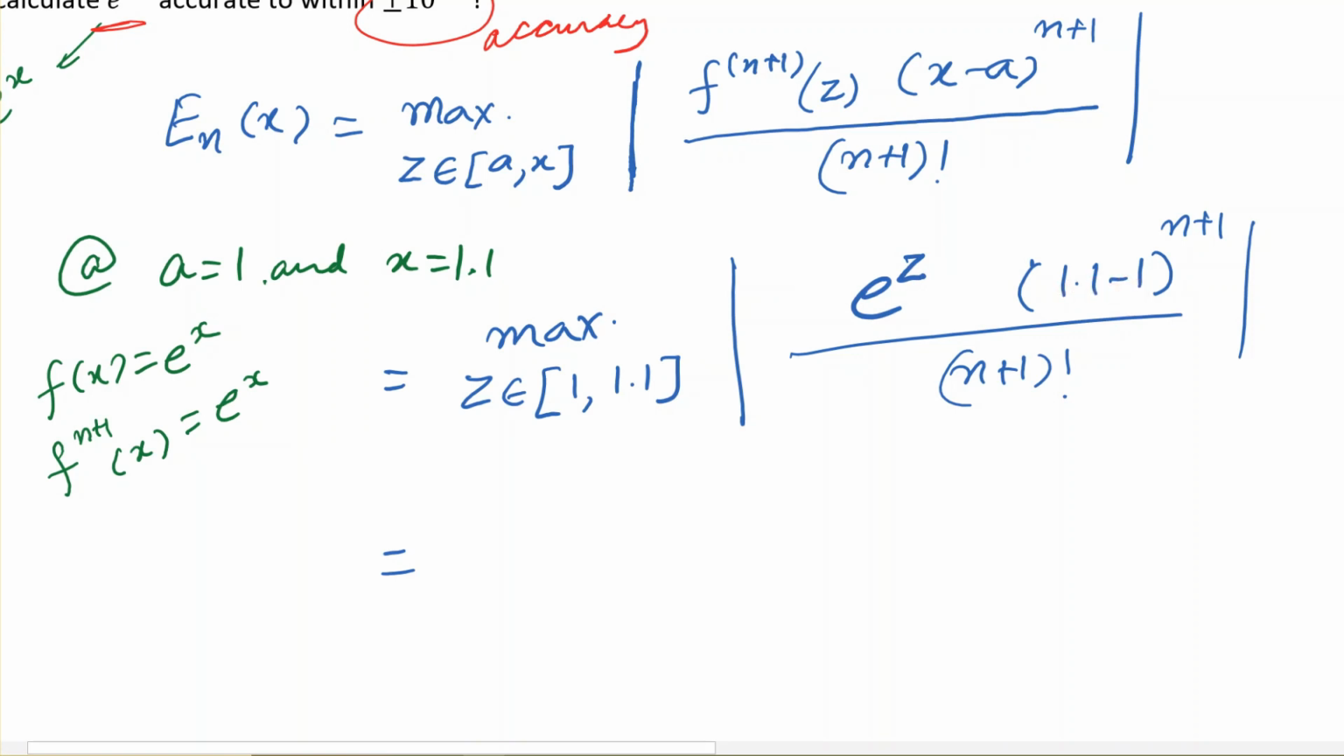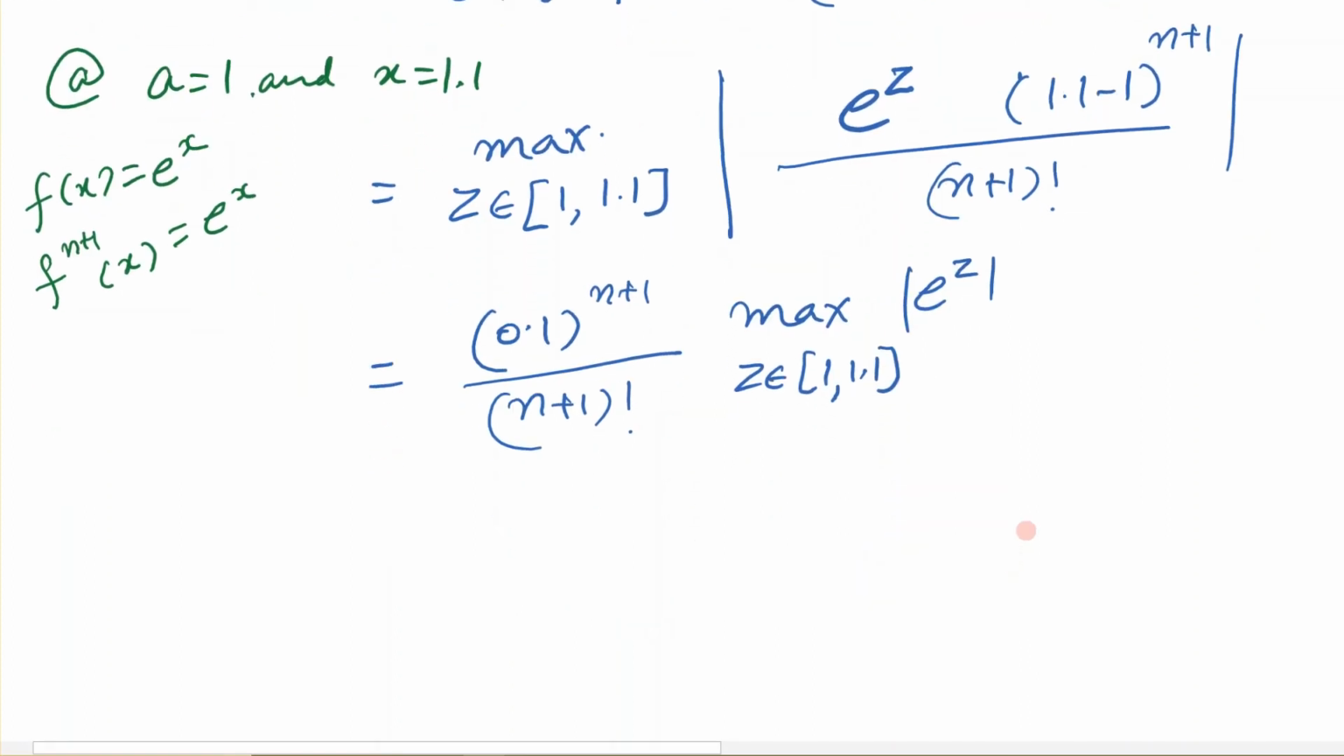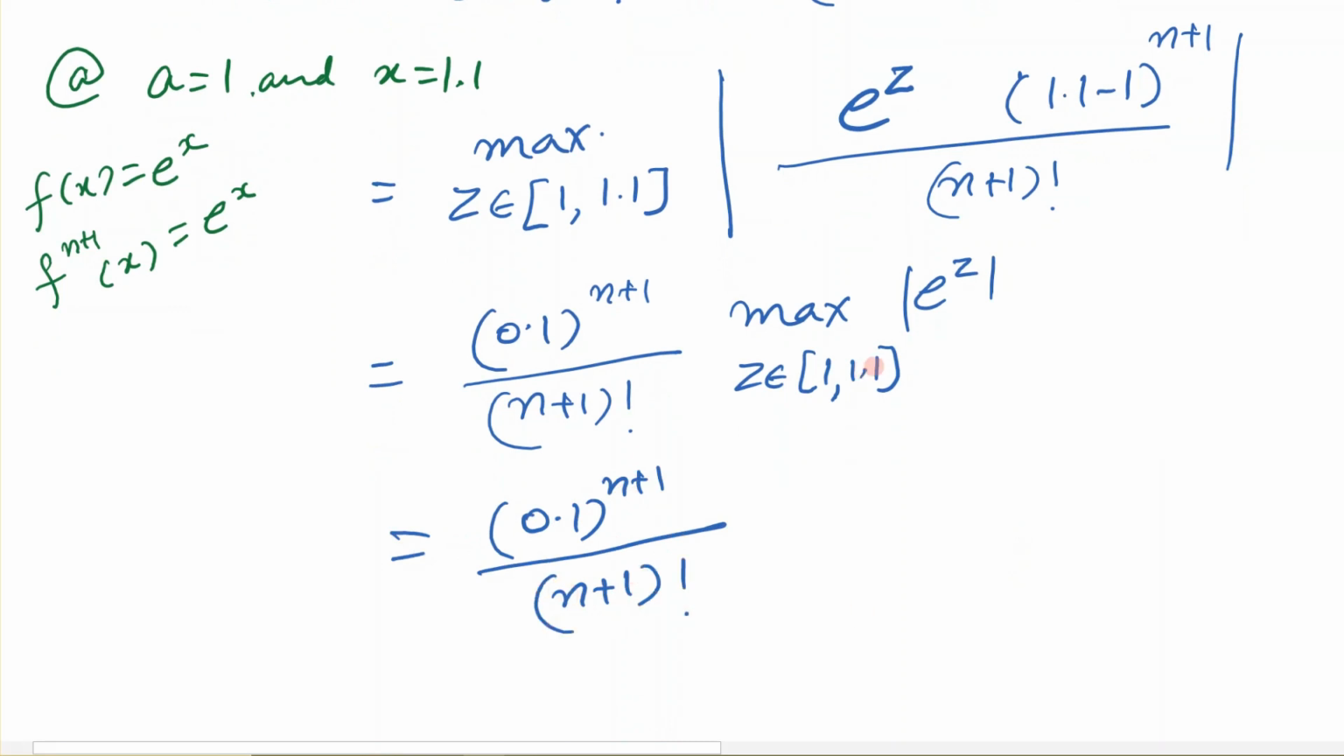So 1.1 minus 1 is 0.1, raised to power n plus 1, over n plus 1 factorial. And here the variable is z. So we need the maximum value of e raised to power z over the interval 1 to 1.1. Since the exponential function e raised to power x is an increasing function, the maximum value is going to happen at the upper bound of this interval, so it's going to happen at e raised to power 1.1.